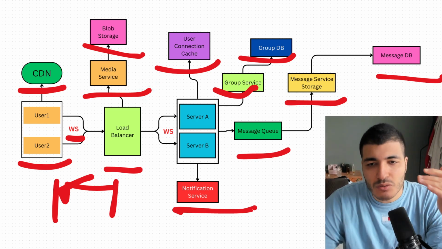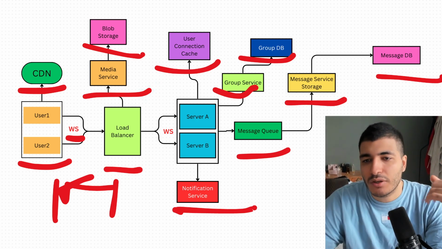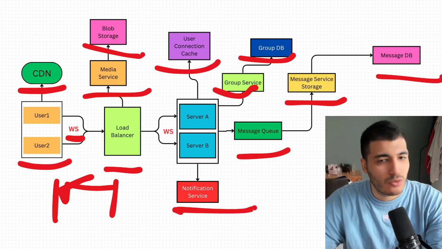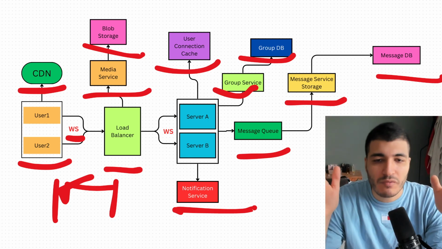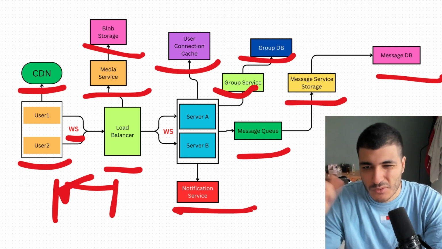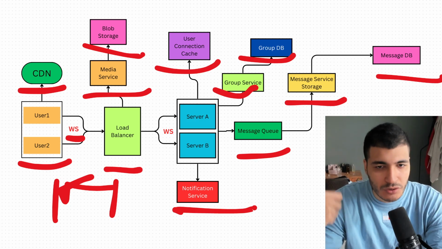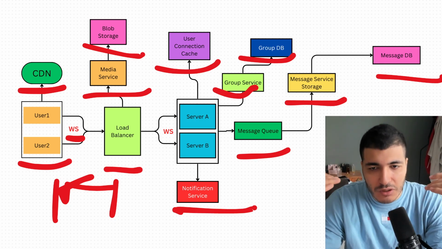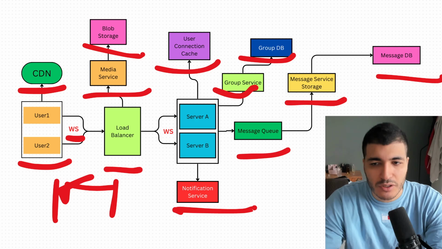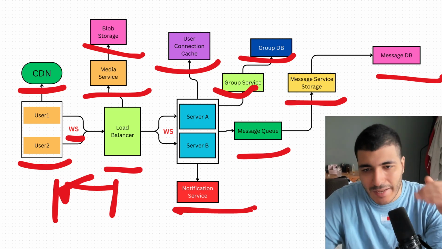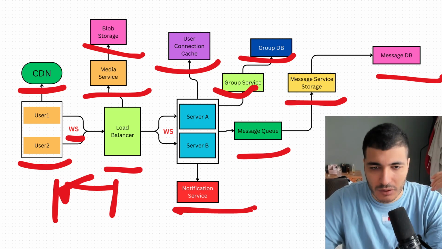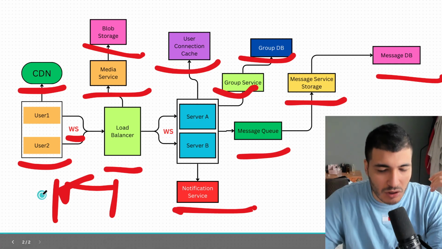So the media service will handle uploading and downloading files, images, videos, voice notes, all of those things. It will store the files in a blob storage like Amazon S3 or Google Cloud Storage. It delivers files efficiently using a CDN, which is a content delivery network, so users around the world can download media quite faster. Okay, so let's try and understand how it works.